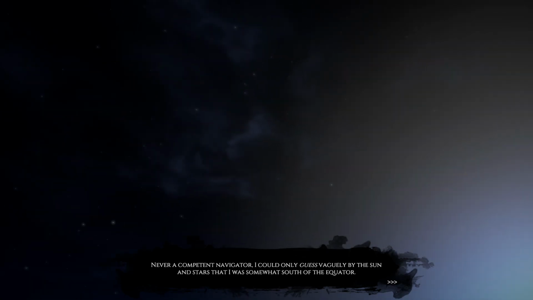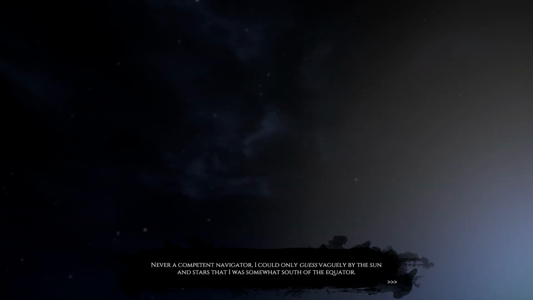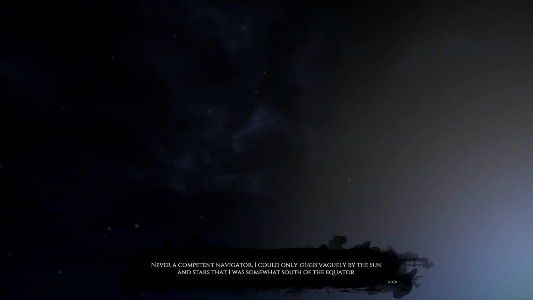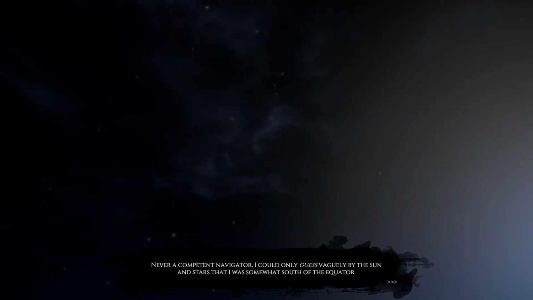Is that Orion's belt? The little one above the center of the screen. Looks like not Orion's belt.